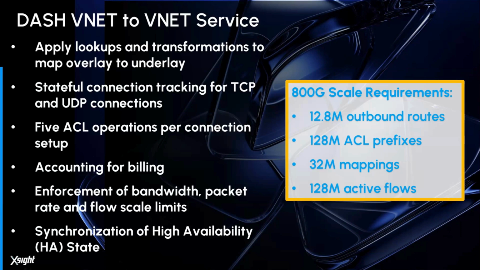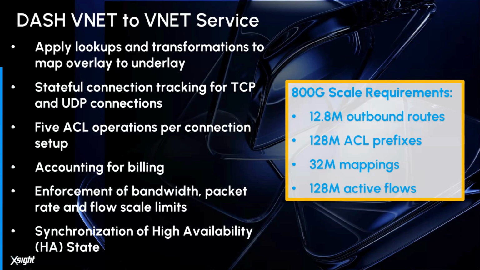Now if you take a look at what a Dash data plane has to do at the 800 gig performance level, there are very high scale requirements. It has to support 12.8 million outbound routes in the route table, 128 million ACL prefixes, 32 million mappings, and perhaps the heaviest requirement of the scale is that it has to support a connection table with 128 million active flows in it.